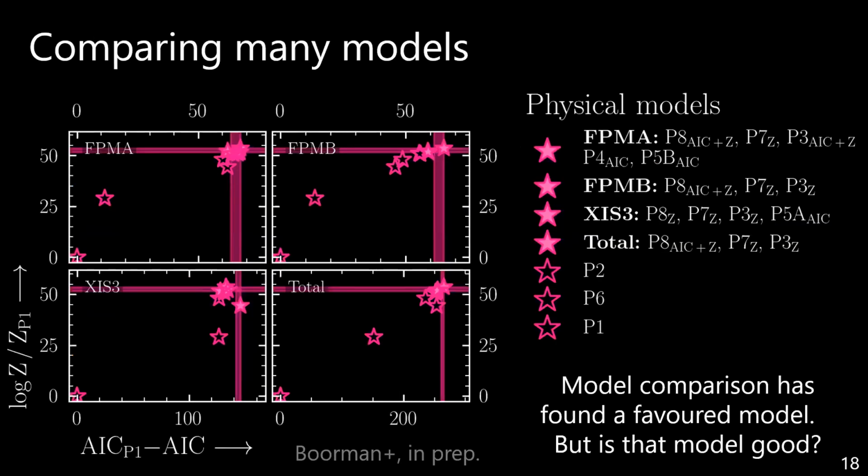This is just showing the same thing again. So every single star on each of these panels is just a fit with a specific X-ray model. On the x-axis, I just happen to be using AIC, it could be anything. And then on the y-axis, I'm using the Bayes factors. And then these shaded regions are showing the threshold that I'm using, just for these particular ones.